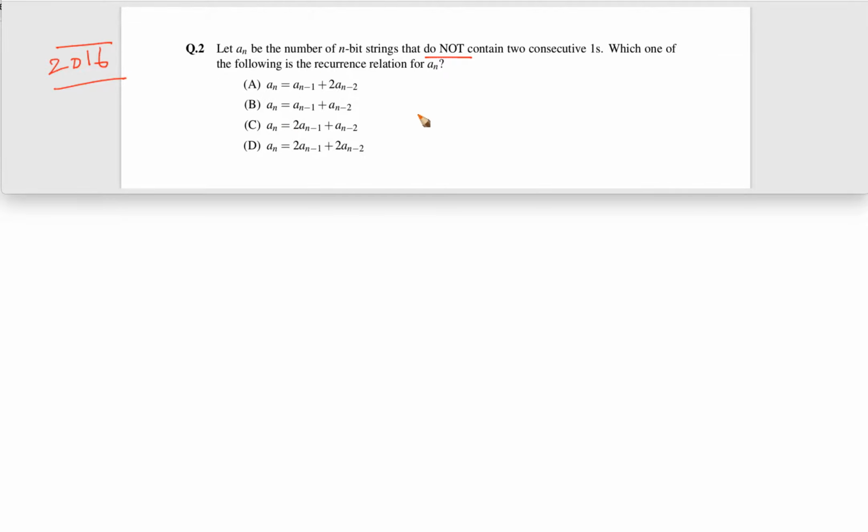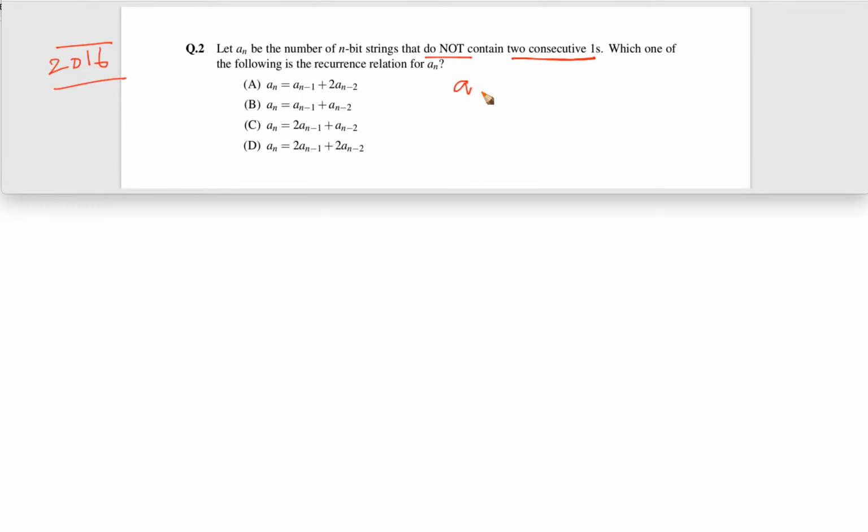So it turns out that they are asking for "do not". It turns out that if we have to find the number of bit strings which have two consecutive ones, that recurrence relation is pretty easy to find. So firstly we will find that, and then from that we will find an. Let that one be bn, and this one is an.